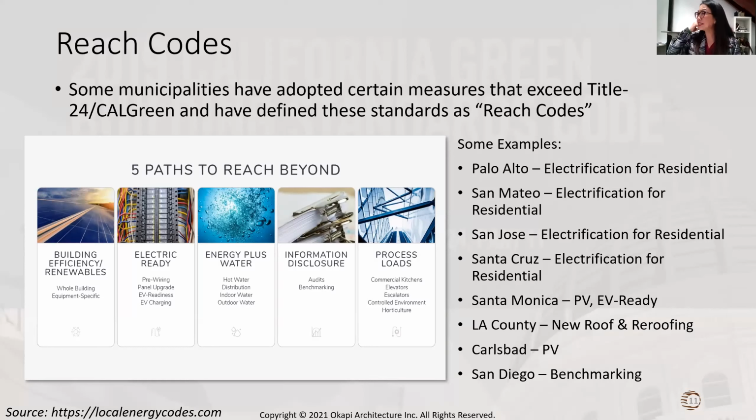So on the right side, we just identify some of them and what they are specifically focusing on. It's usually within these 5 paths: building efficiencies, renewable, electrification ready, or water. And the easiest one is probably information disclosure, which is basically a benchmarking concept and process.